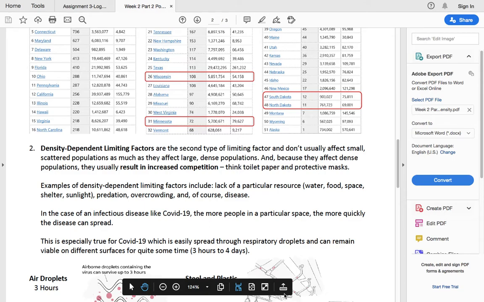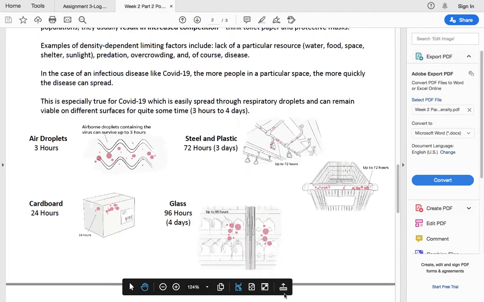Examples of density-dependent limiting factors include lack of a particular resource, so if there isn't enough food, water, space, shelter to support a population. Another factor could be predation or overcrowding, and of course, as we're looking at right now, disease is a density-dependent limiting factor. In the case of an infectious disease like COVID-19, the more people in a particular space, the more quickly the disease can spread.